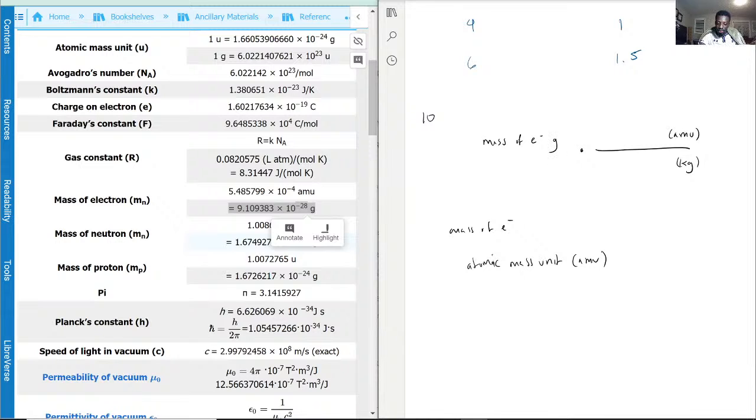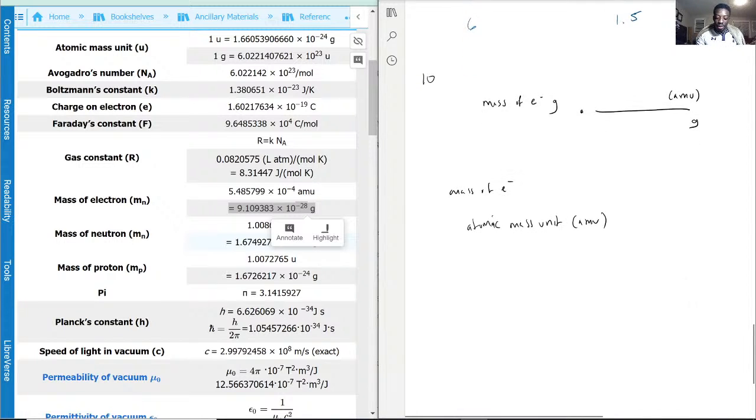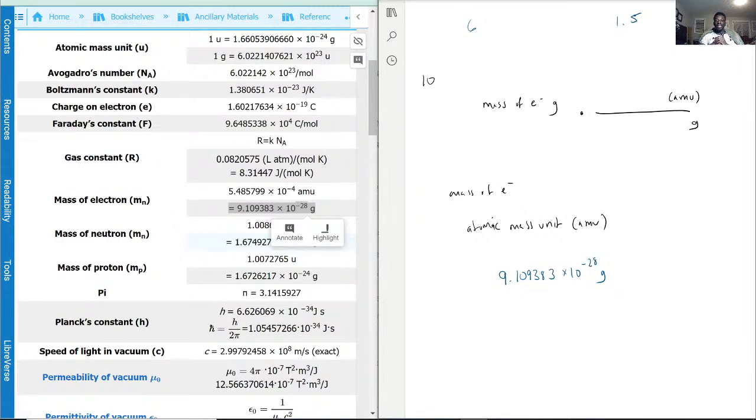Okay, and we have to now adjust and still try to solve the question. So the mass of an electron, okay, according to this, is 9.109383 times 10 to the negative 28 grams. All right, so that's the mass of an electron.